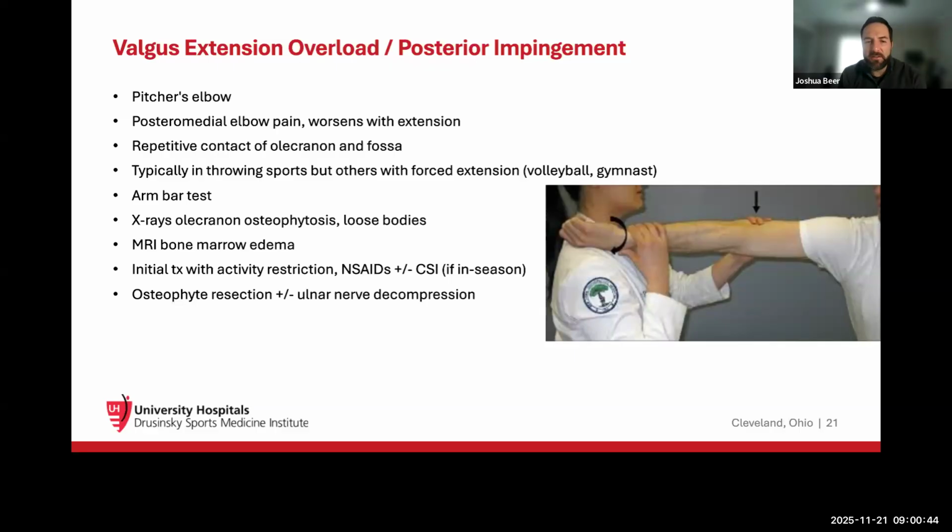During in-season management for athletes, you might have to shut them down for roughly 2 weeks. NSAIDs. You could consider a steroid injection, depending on their age, to get them through the rest of the season. However, this becomes more of a chronic issue. Sometimes the activity restriction has to be several months, followed by a return to throwing program, and then ultimately may require an osteophyte resection and potentially an ulnar nerve decompression if that's also affecting them.